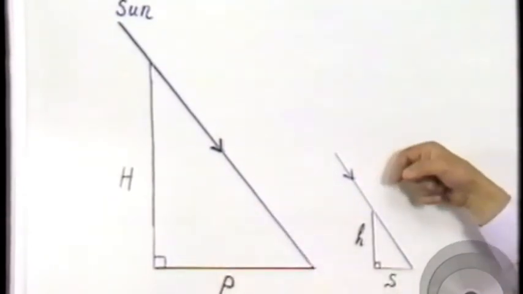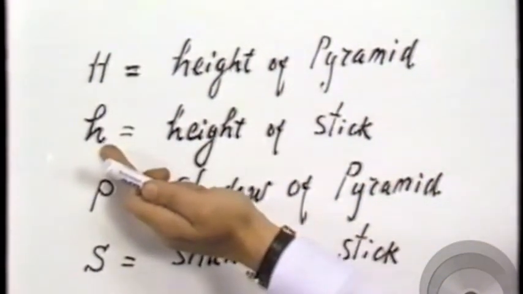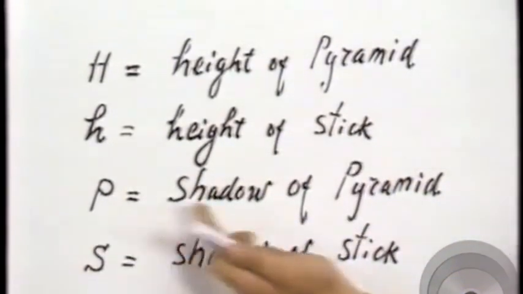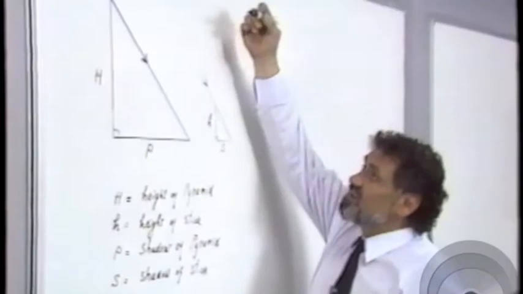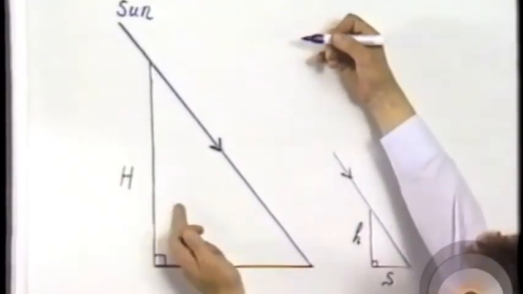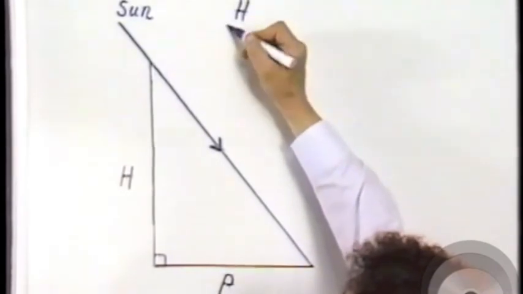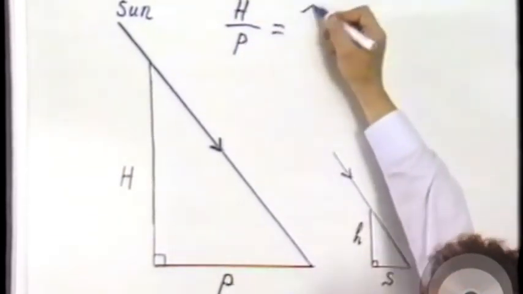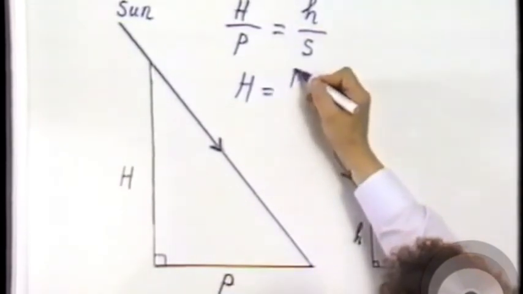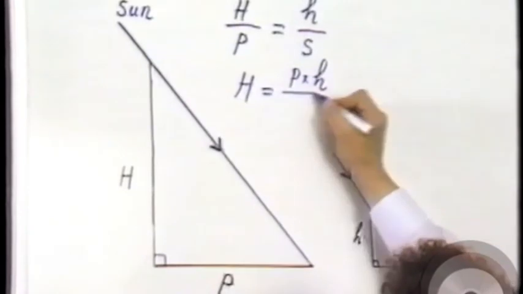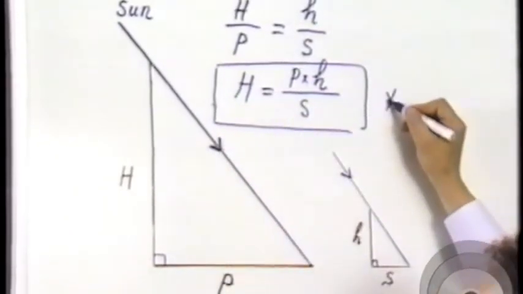Since the sun is very far away, we can regard these two lines, the hypotenuses of these two right-angle triangles, as parallel lines. If we now use H to denote the height of the pyramid and little h to denote the height of the stick, p to denote the shadow of the pyramid, and s the shadow of the stick, then we can write the ratio as follows. Since the two triangles are similar, their corresponding sides are proportional, so we have H is to p the same as little h is to s. And from here we can find H equals p multiplied by little h and divided by s. And this expression here gives us the height of the pyramid.